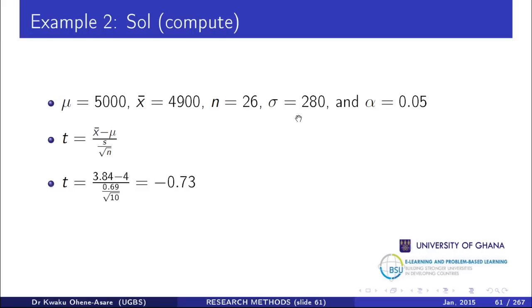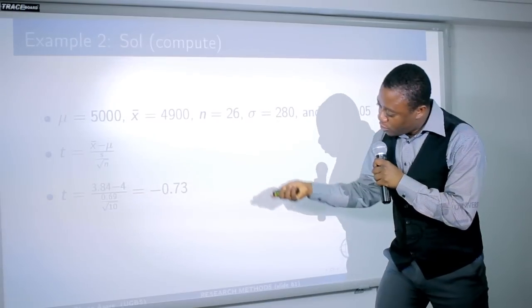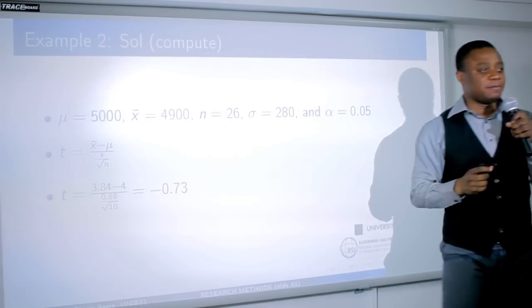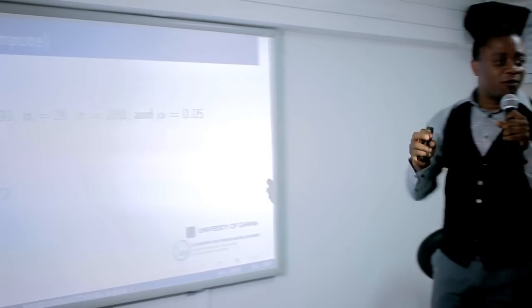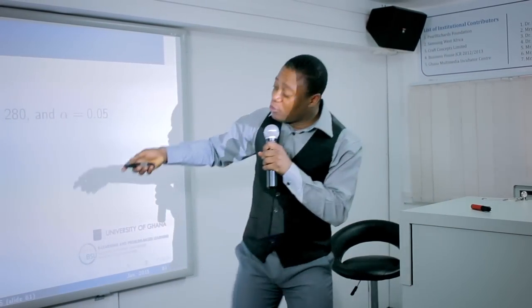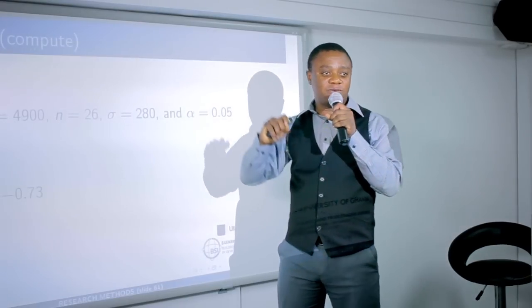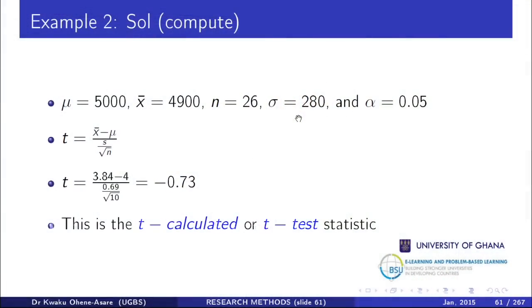Alpha is 0.05. You drop all of them into the formula, and obviously you're going to get negative 0.73 as your calculated value. Once you have that value, your calculated is sorted. Remember, we are going to use this calculated value later to find what? The p-value. But for now, once you have your calculated, you have to find your tabulated.